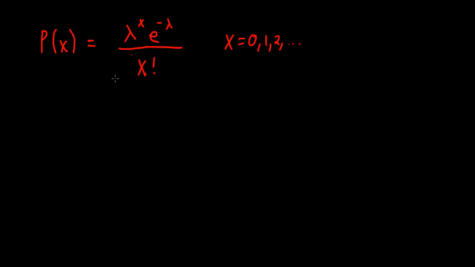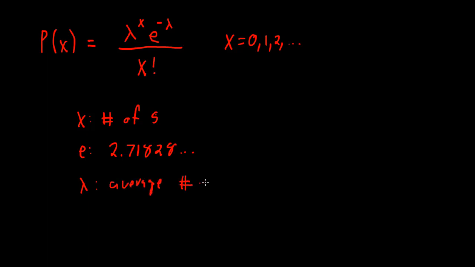Again, just to cover what our different variables are in our formula, x is our number of successes. e is a mathematical constant, which is just equal to 2.71828, and so on. And lambda is just the average number of successes in a given unit.